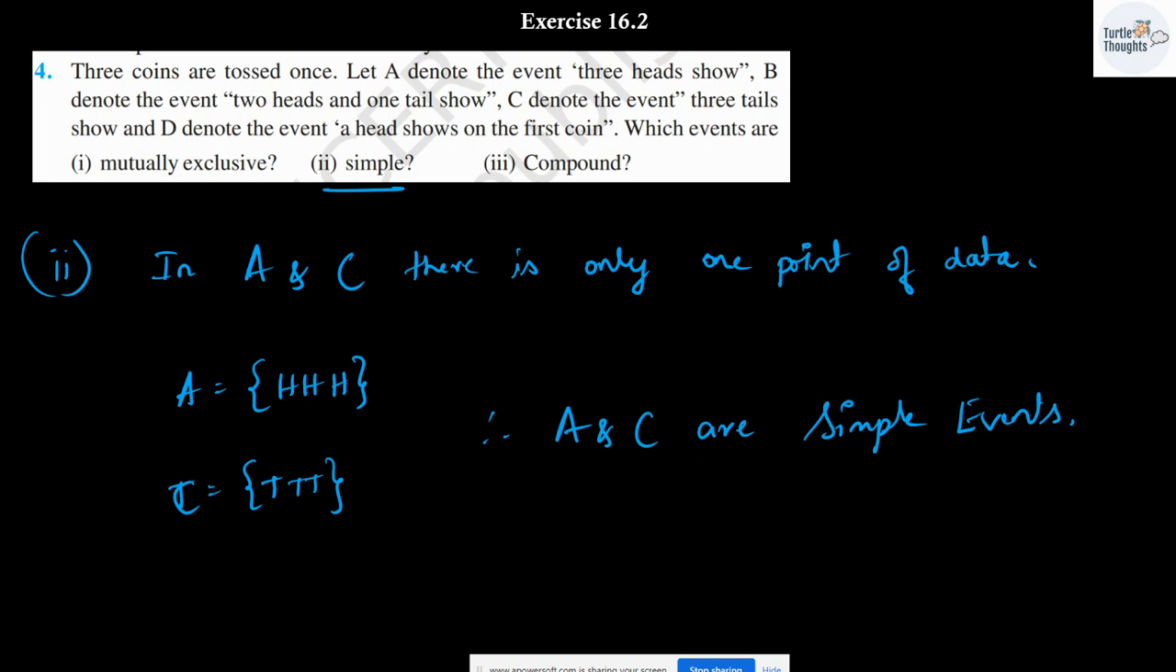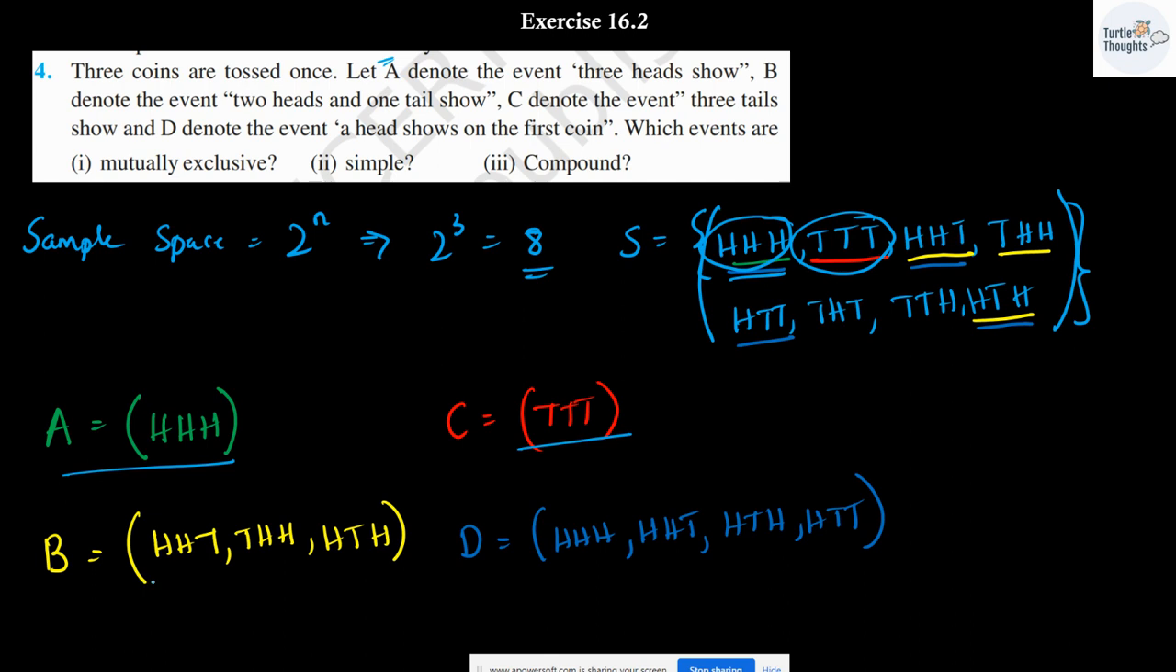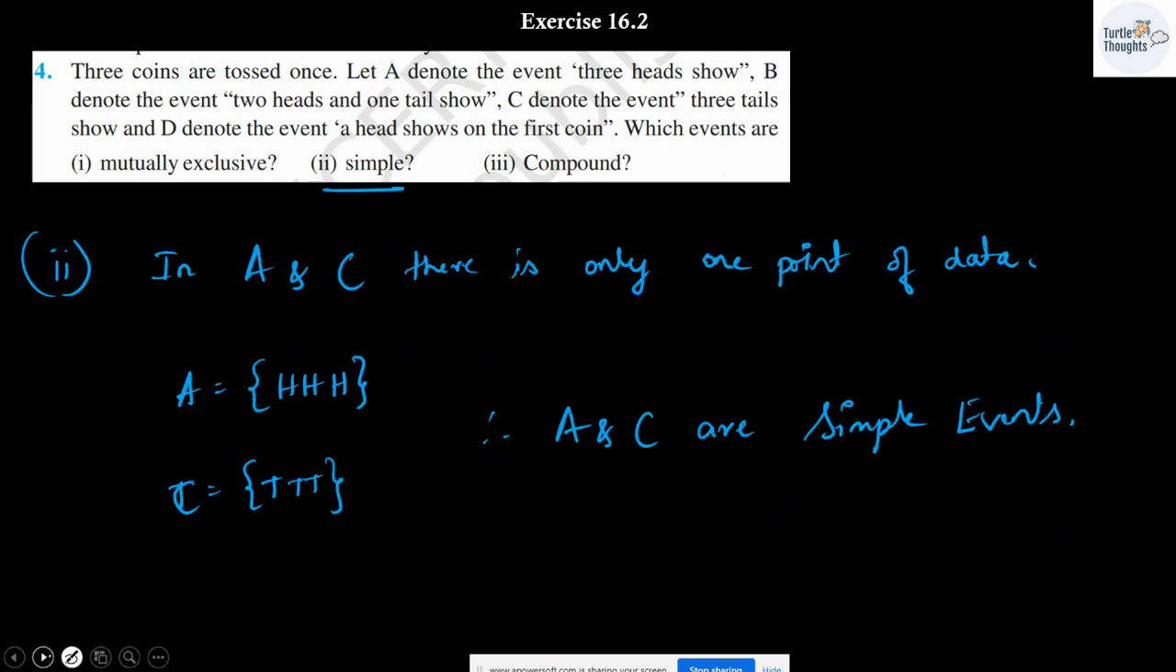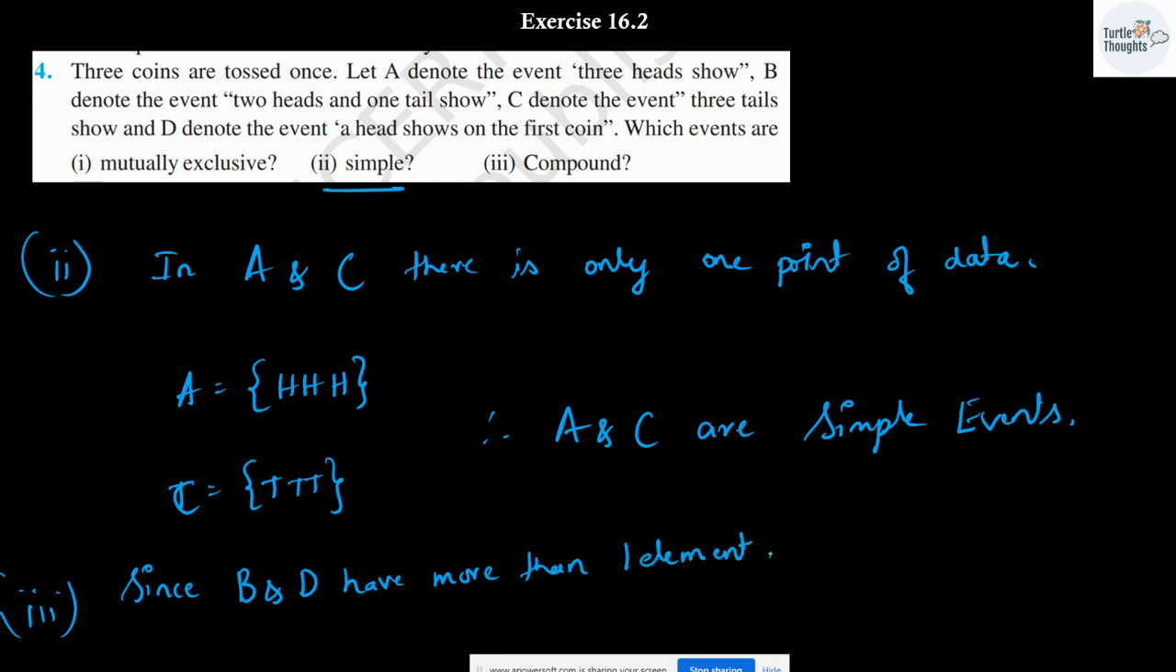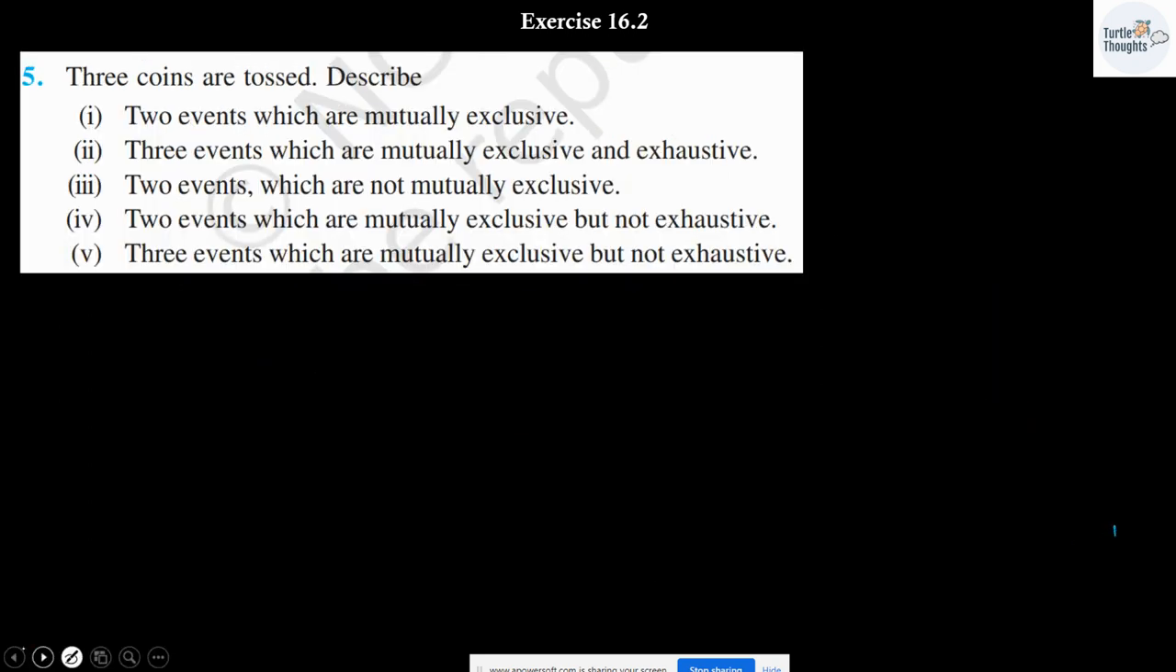Moving on to the third one, compound events. Which are compound events? The other two, B and D. B has three elements: 1, 2, and 3. D has four elements: 1, 2, 3, and 4. Since they have more than one element, I can tell B and D are compound events.